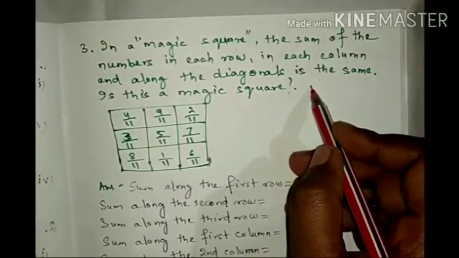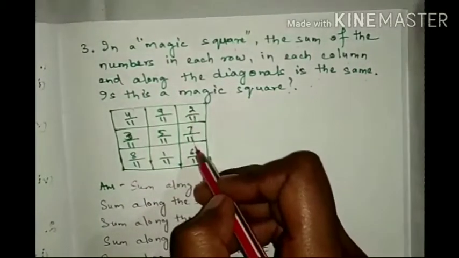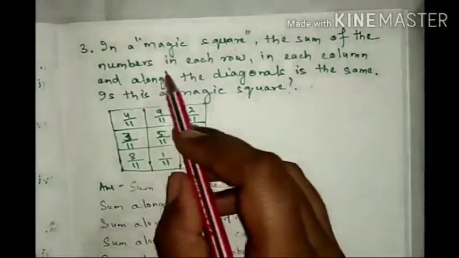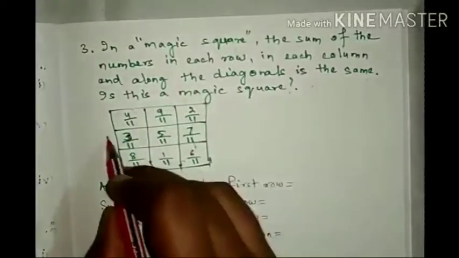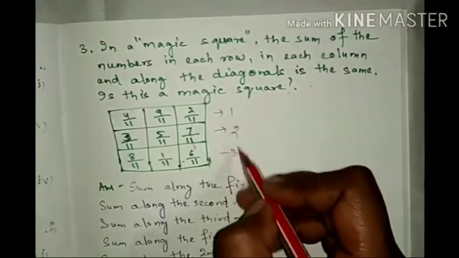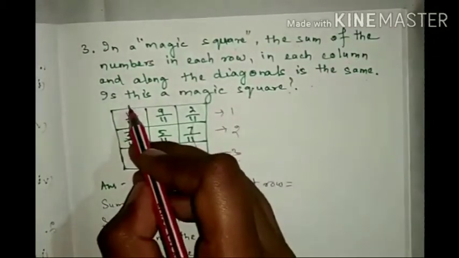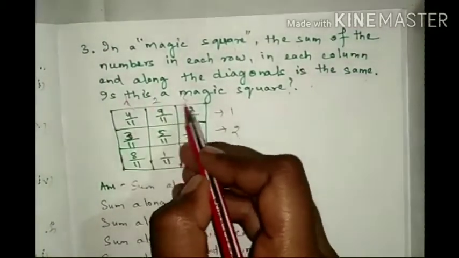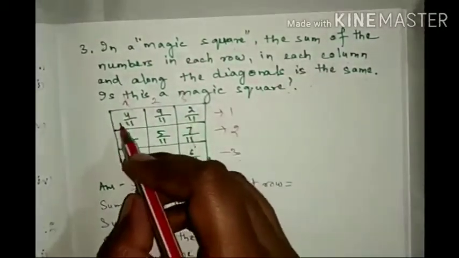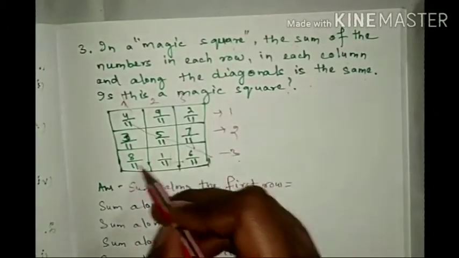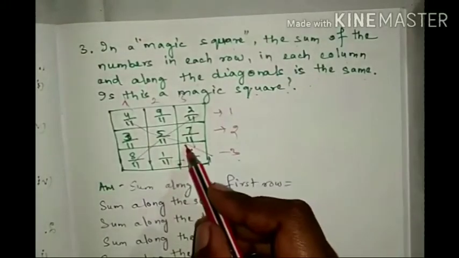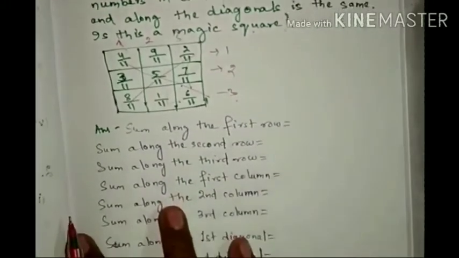In a magic square, there are 1, 2, 3 rows. The sum of the numbers in each row, these 3 rows, will be the same, and in these 3 columns the sum will be the same. Then the sum along the diagonals will be the same. Then this will be a magic square. So let's check what is given.